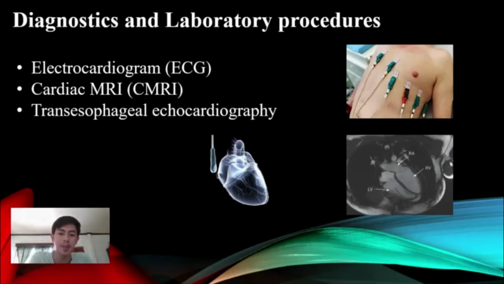For the cardiac MRI, this imaging test uses strong magnets and radio waves to produce clear, cross-sectional images of the heart, and this gives doctors the ability to look at the heart in more detail. For the transesophageal echocardiography, an ultrasound probe is inserted into the esophagus. This probe uses high-frequency sound waves to create detailed images of the heart. These pictures give doctors a better view of the heart structures and valves, helping in their diagnosis.